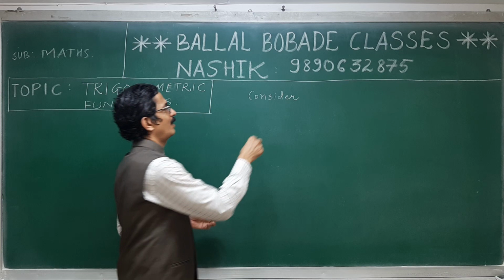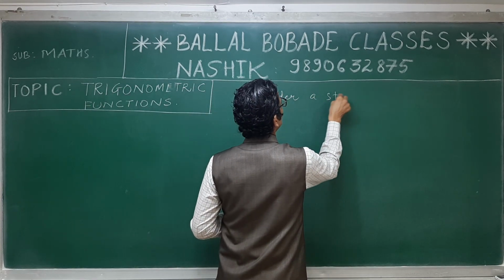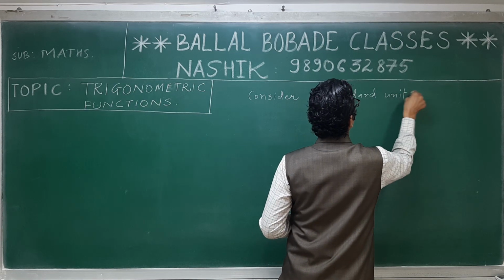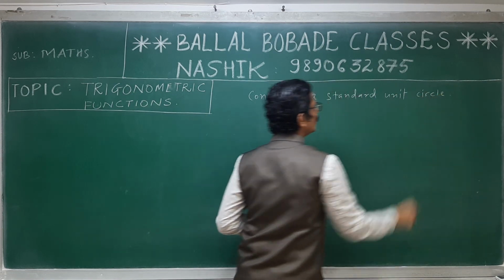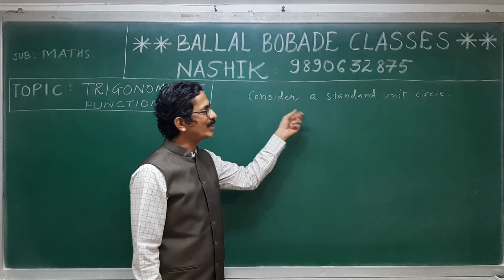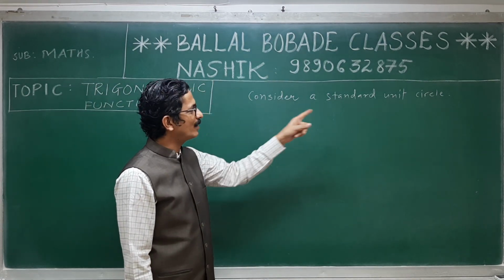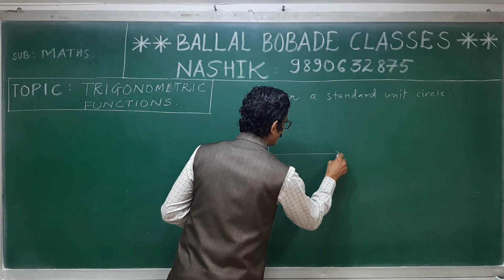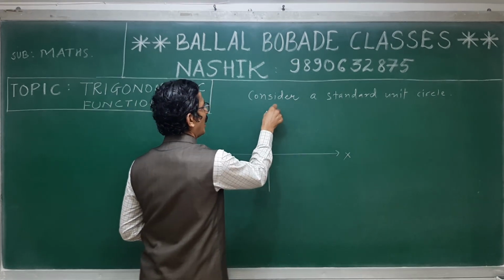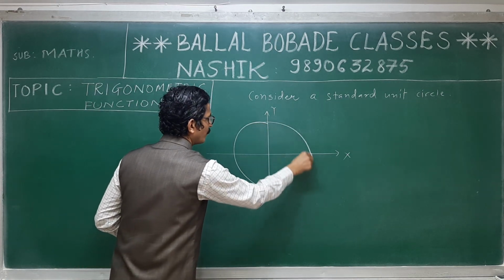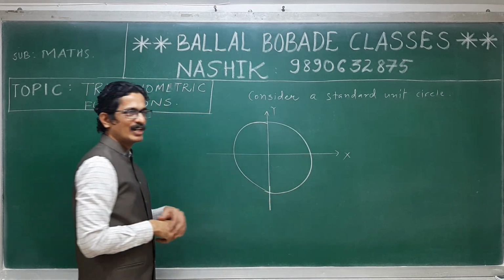Consider a standard unit circle. What is standard unit circle? It is a circle whose center is at origin and whose radius is 1 unit. Let us try to draw it. You see x-axis, you see y-axis. I shall draw a circle. Have a look. This one is a circle.